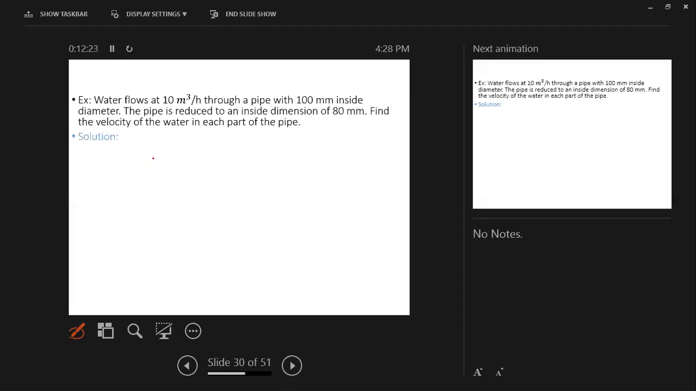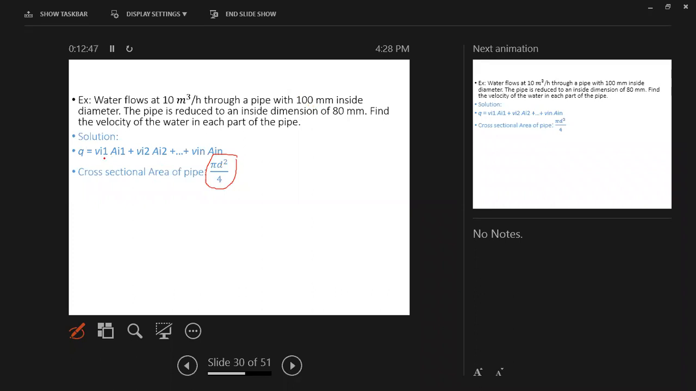So for the first part of the pipe, in order to find it, first of all, we have to know the cross-section area of the pipe. We're going to use the formula pi d square over 4. This is how we are going to find the cross-section area of the pipe in this situation. d stands for the diameter. Pi d square over 4 is going to give us the cross-section area of the pipe.